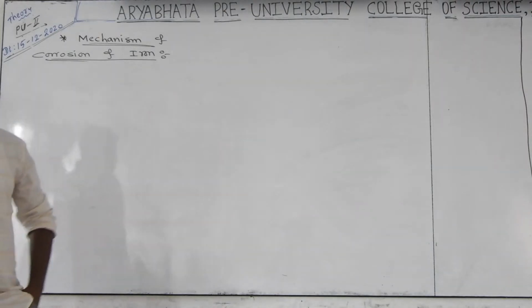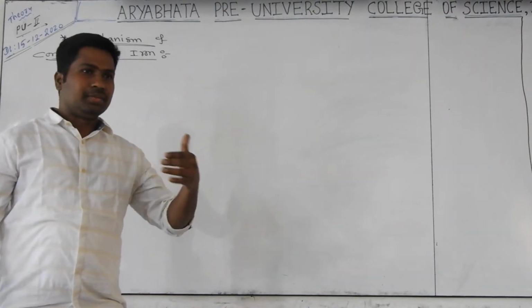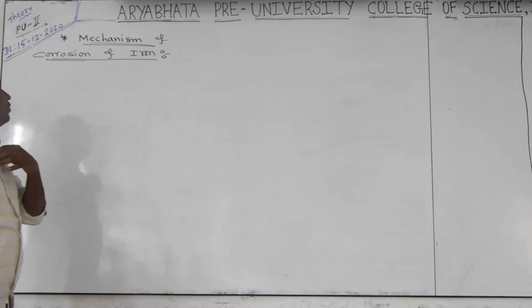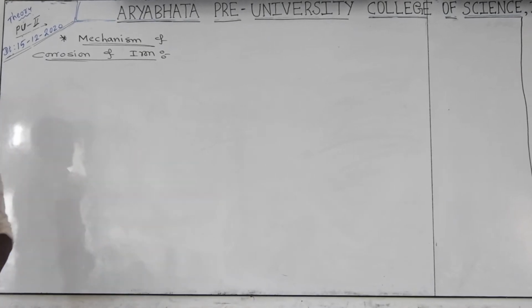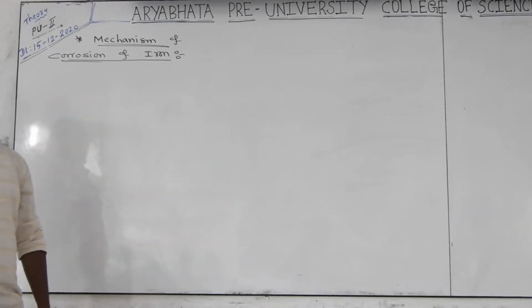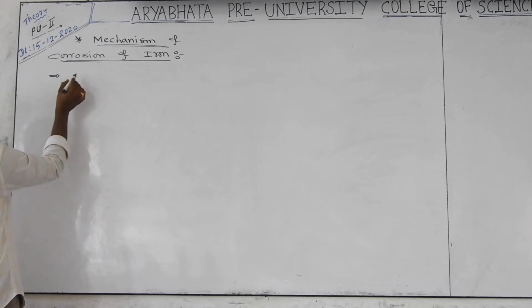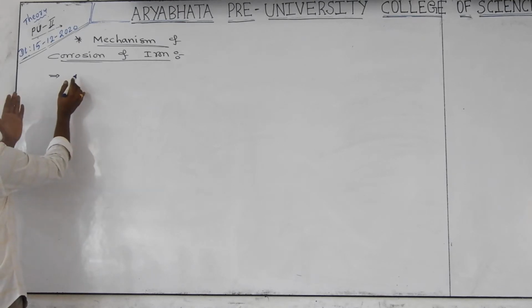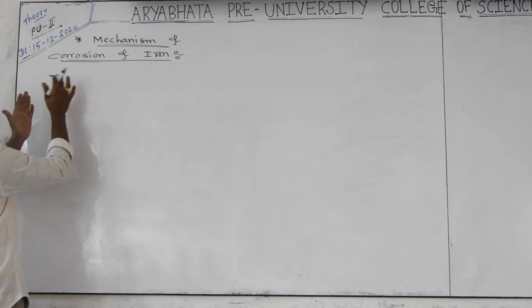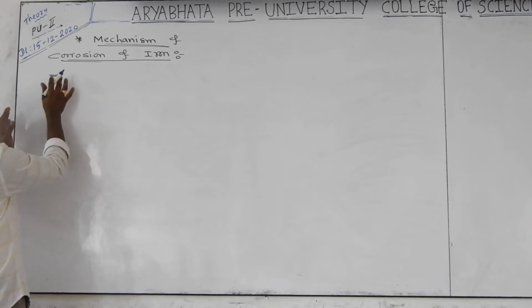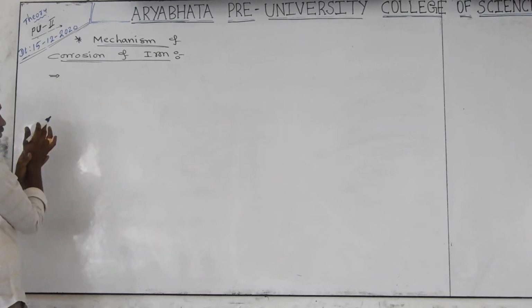Okay, good morning. Today we will see the mechanism of corrosion of iron, nothing but the rusting of iron, and how it is happening. Actually, it is indirectly a galvanic cell reaction, so chemical energy is converted into electrical energy. These types of reactions will be going on.